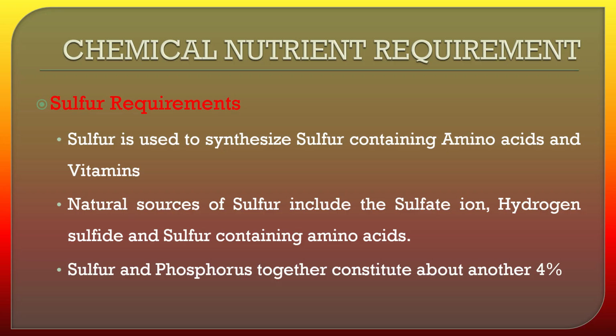The next requirement is sulfur, and it is used to synthesize sulfur containing amino acids and vitamins such as thiamine and biotin. The important natural sources of sulfur include the sulfate ion, hydrogen sulfide, and sulfur containing amino acids. Protein synthesis requires a considerable amount of nitrogen as well as some sulfur compounds. Sulfur and phosphorus together constitute about another 4% of the bacterial cell.